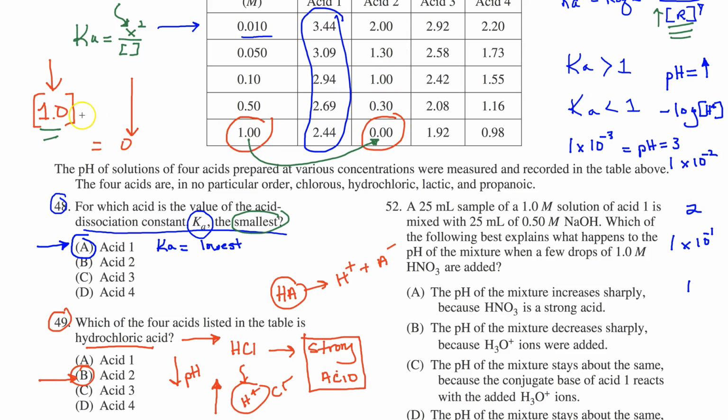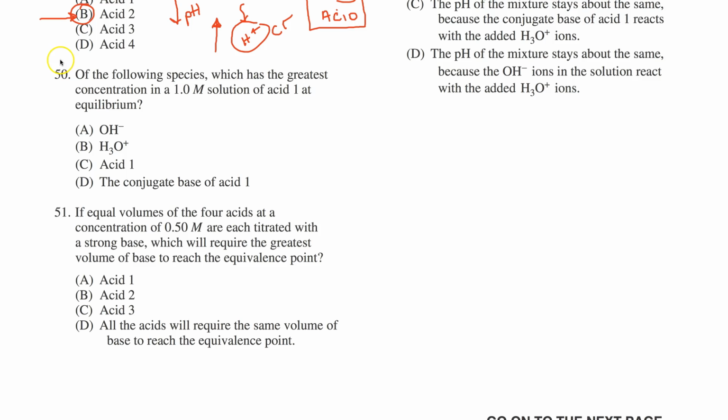So anytime you have the concentration of the acid and that reflects exactly the pH by doing a negative log of it, we're saying the concentration of the acid is the concentration of the H plus, and that only works if it's a strong acid. So I meant to say that. On to number 50.